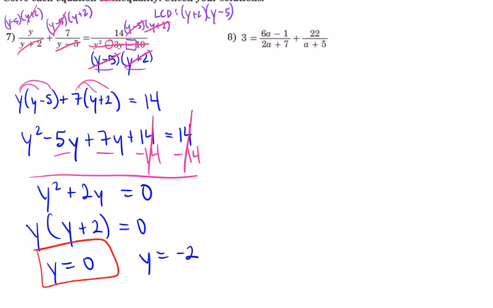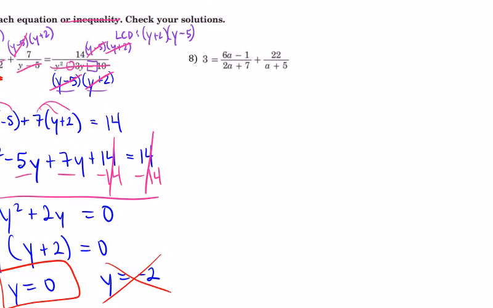Okay. Negative 2, on the other hand, if I plug negative 2 in right here, negative 2 plus 2 is 0. So that is an extraneous solution. Okay, so even though we got two solutions algebraically, only one of them works in actuality. All right, let's take a look at number 8 now.